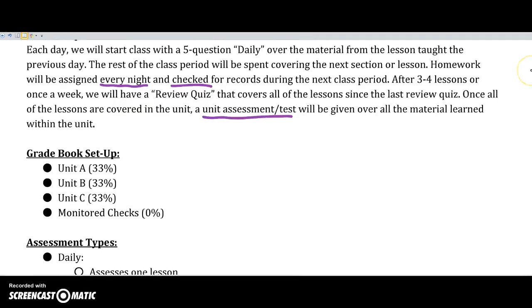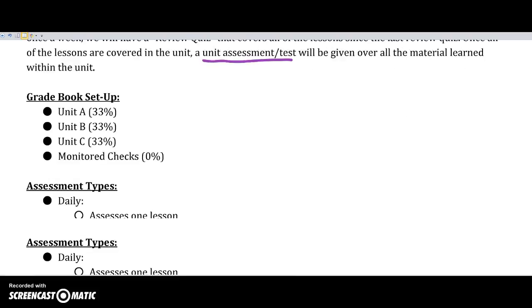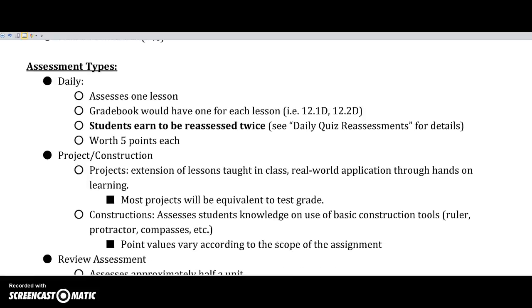Here is just an overview of what your grade book will look like set up. So we are calling Unit A, Unit B, and Unit C. And we will also have monitored checks, which will be 0%, and we will get into what those actually mean in just a second. So we are going to have 4 assessment types that we will use throughout the year. And all of this is subject to change. We are all kind of venturing in this together.